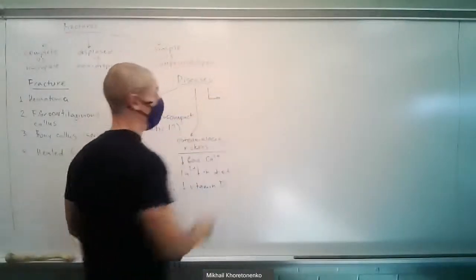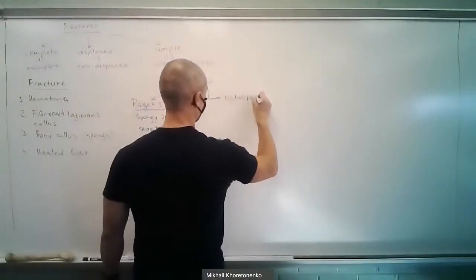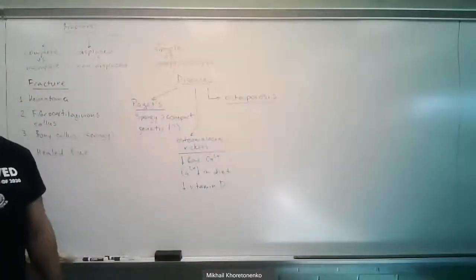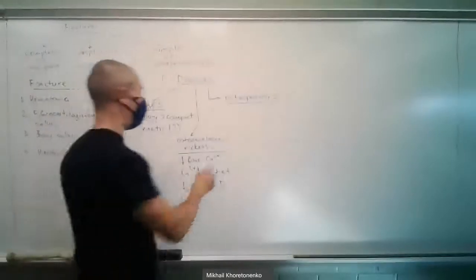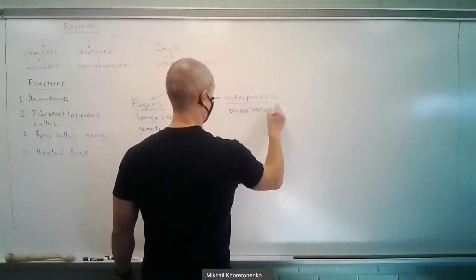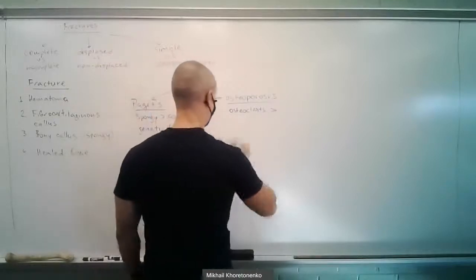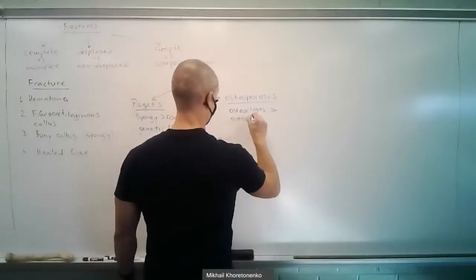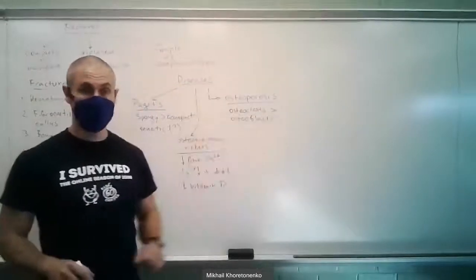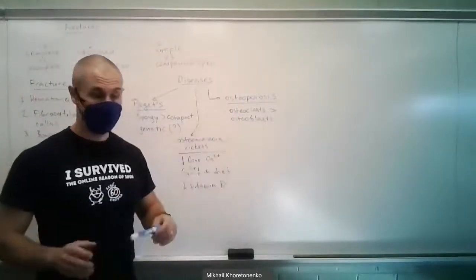Finally, probably the biggest problem in the world. Osteoporosis. This is a very complicated condition in which activity of osteoclasts dominates over activity of osteoblasts. So bone resorption happens faster than the bone deposition. Does that make sense?